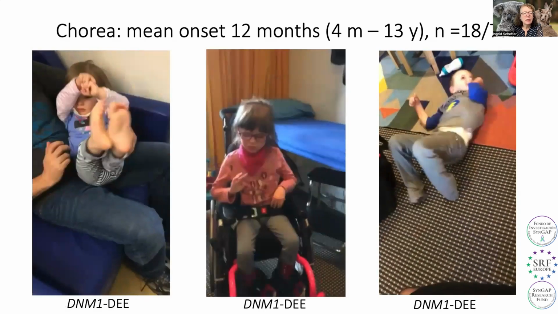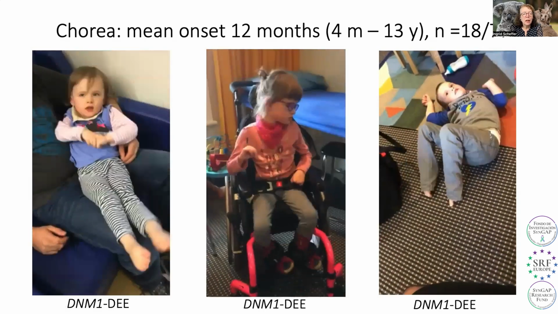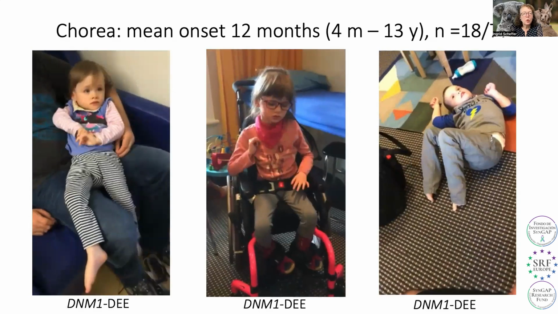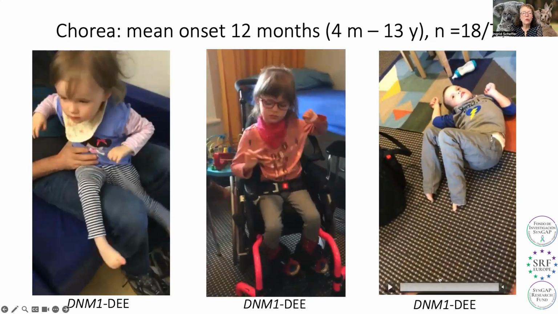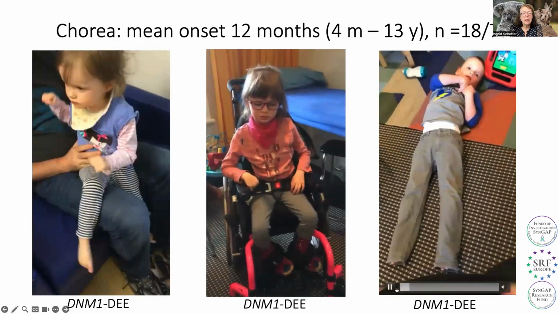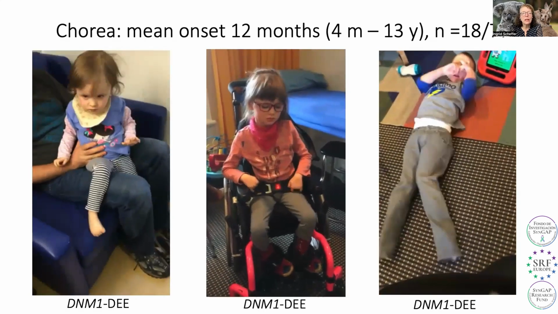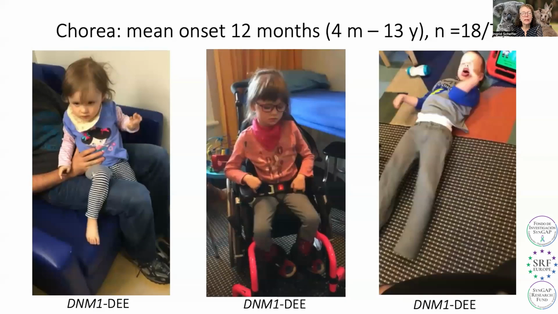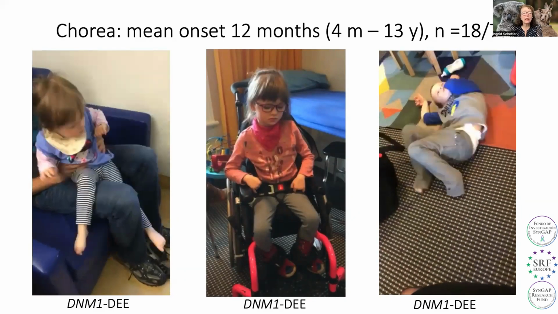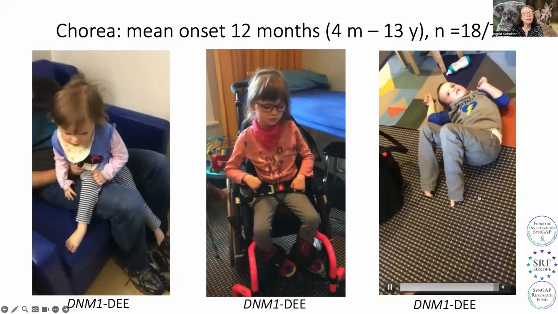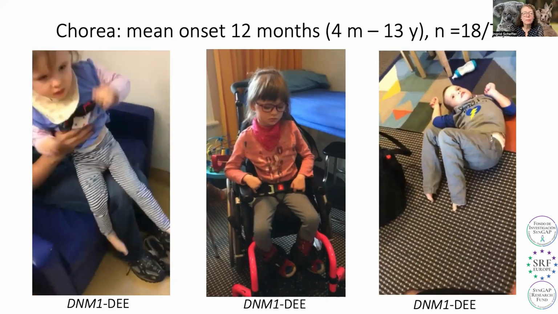And you can see that they have these very little movements, which are called chorea, which had a mean onset in our cohort of 12 months, but could begin from 4 months to 13 years. And you can see just how severe it is in the brother when he gets a bit bigger. In fact, it's so severe they cannot take him on an aeroplane to visit me for a consultation.